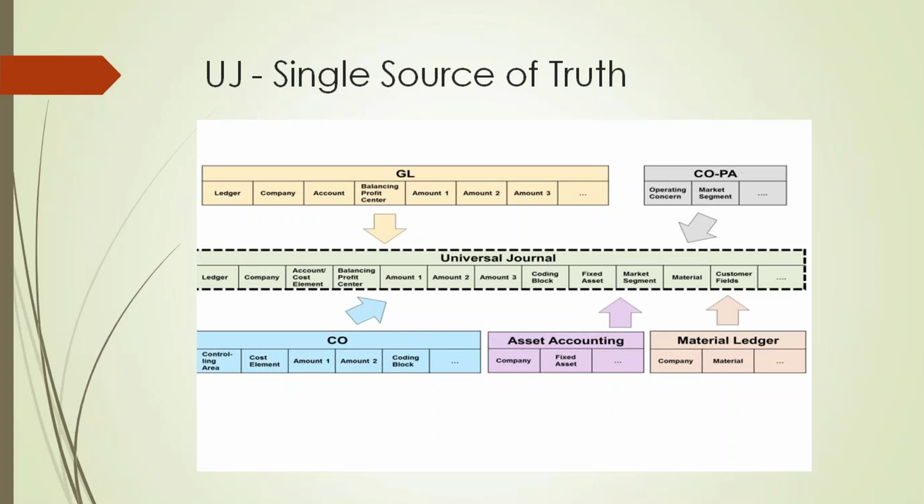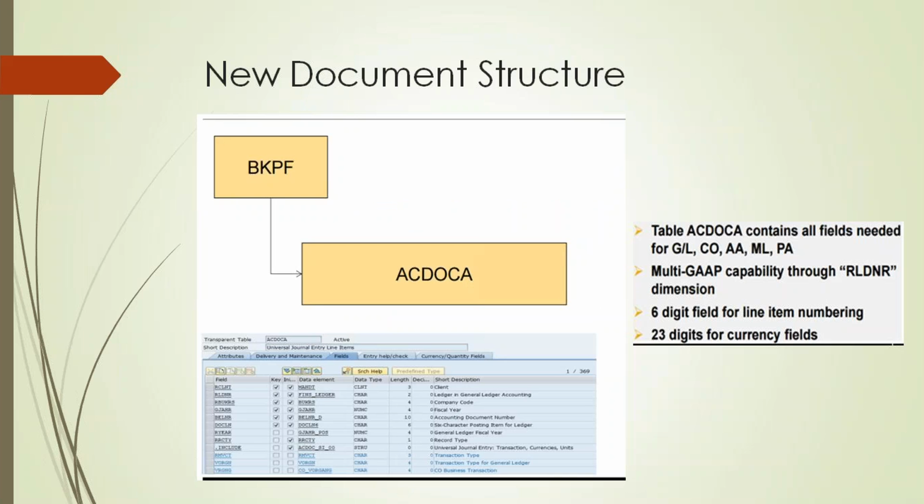So this is how the new document structure will look in simple finance. You have the BKPF, which is still untouched. So for the header table, you have the BKPF, and for all lines, irrespective of the component, everything will be stored in the ACDOCA table. It contains all the fields needed from GL, CO, asset accounting, material ledger, and profitability analysis.